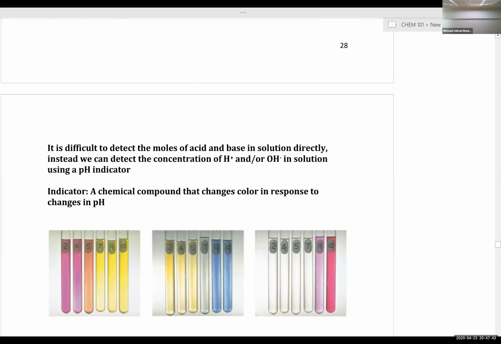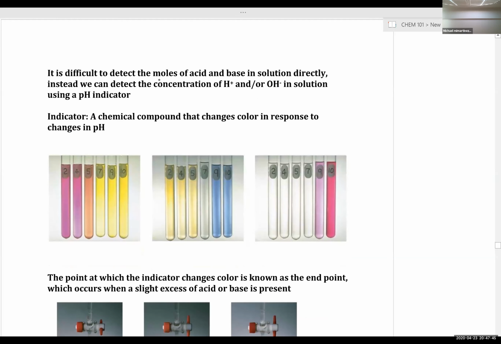Okay, so it's difficult to detect the moles of acid and base in solution. We can't just physically stare at a flask and say, oh, there's 0.3 millimoles of acid still remaining. Instead, we detect the concentration of H+ or hydroxide using a pH indicator. So an indicator is a chemical compound that changes color in response to changes in pH. So this is your good old friend phenolphthalein.